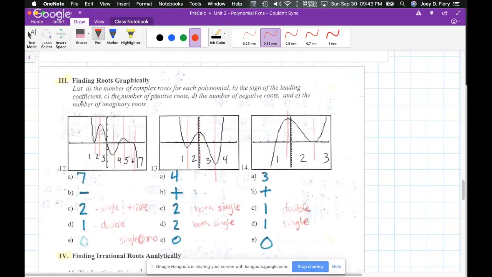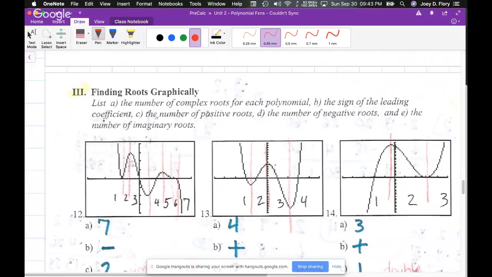All right, section 3 says finding roots graphically. We're asked to list the number of complex roots, the sign of the leading coefficient, and the number of positive, negative, and imaginary roots. We're only given the graph, we're not given any equations in this part.